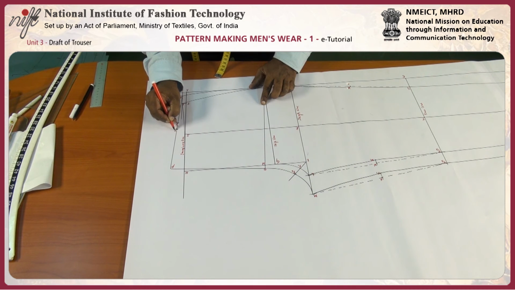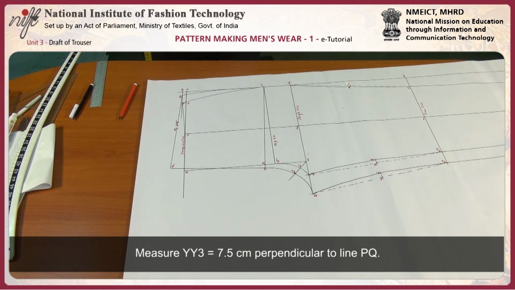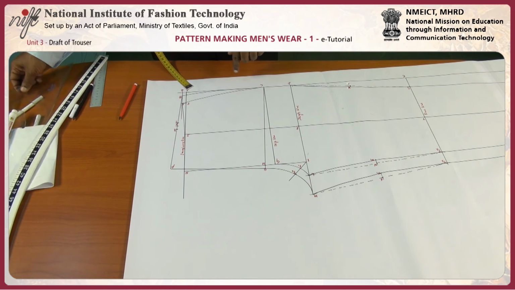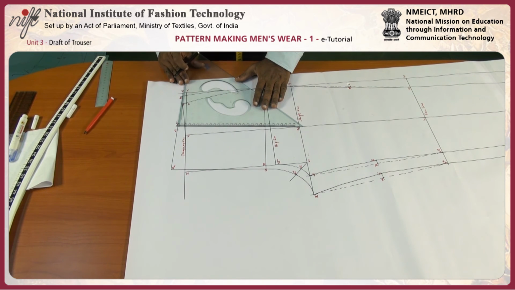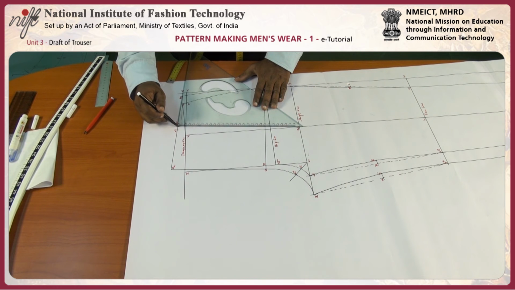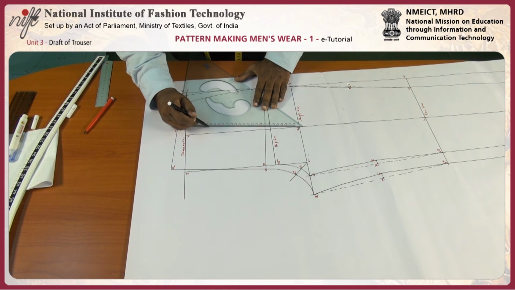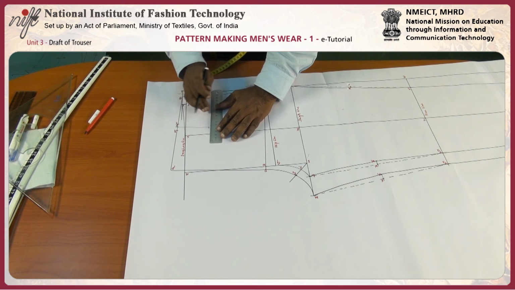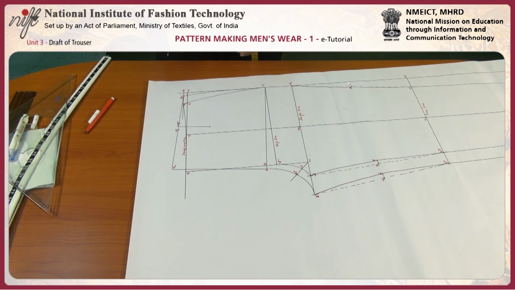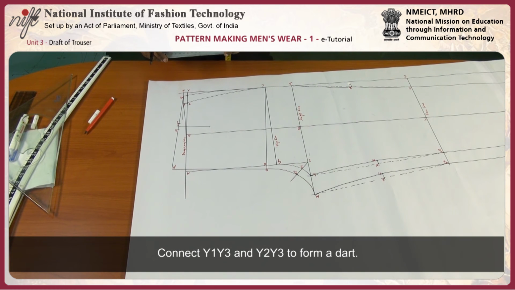Y1, Y2. Measure Y to Y3 7.5 centimeter, which is perpendicular to line PQ. PQ is the reference line, and draw a perpendicular line from point Y for 7.5 centimeter, which is the length of the dart. Now connect Y1, Y3 and Y2, Y3 to form a dart.